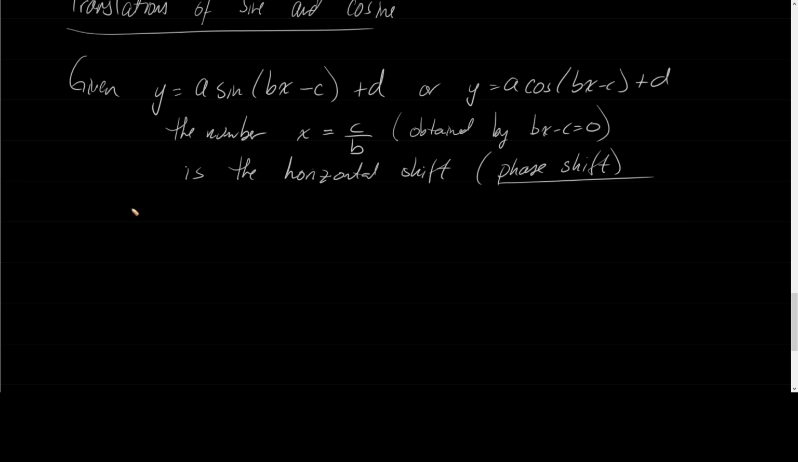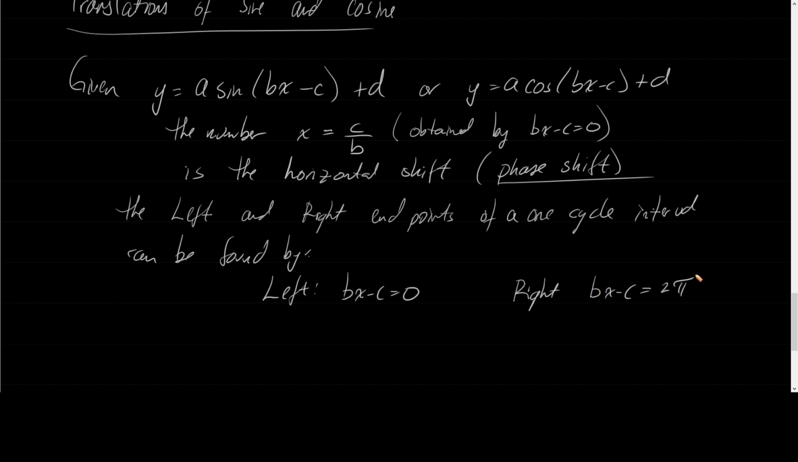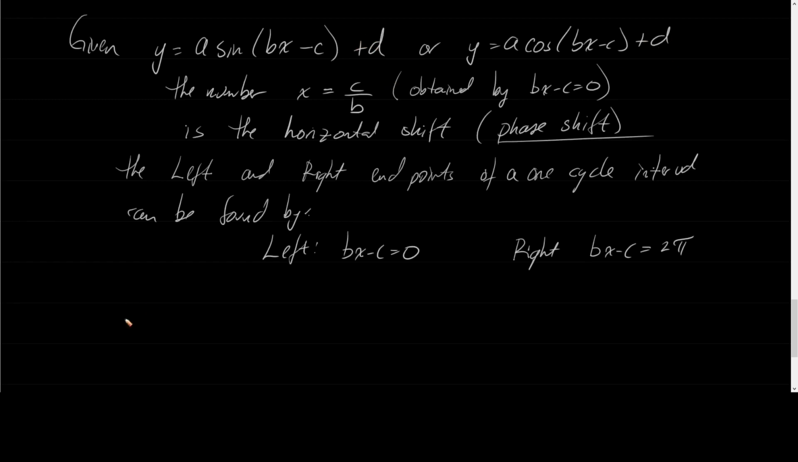The left and right endpoints of one cycle, let me rephrase this, of a one cycle interval can be found by, so the left would be setting bx minus c equal to 0, and the right would be by setting bx minus c equal to 2 pi. All right. In here, I also have this plus d over here. D will be just the vertical shift. So D is what makes things go up or down in this case. All right.